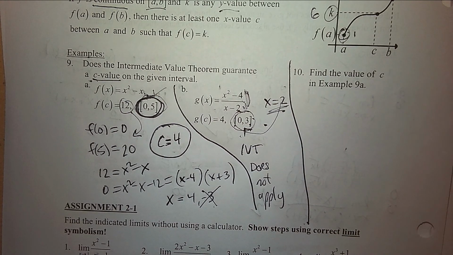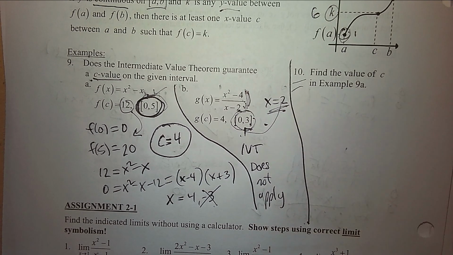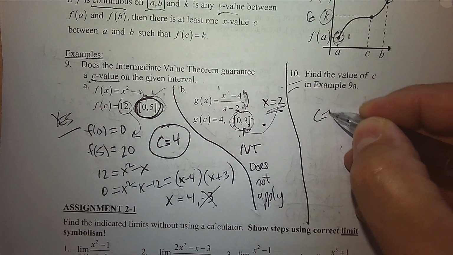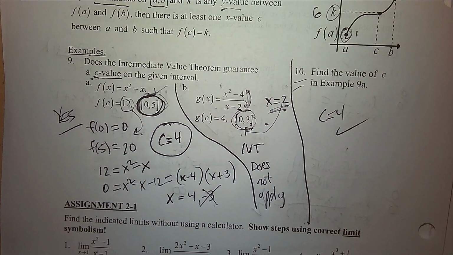Okay, find the value of c in example 9a. Did we do that already? We did that already. Yeah, this is the assignment. For number 10. Yes. So for 9 it just says, does it apply? Yes. Then it says find the c value, which we did, right? We already did the work. All right.